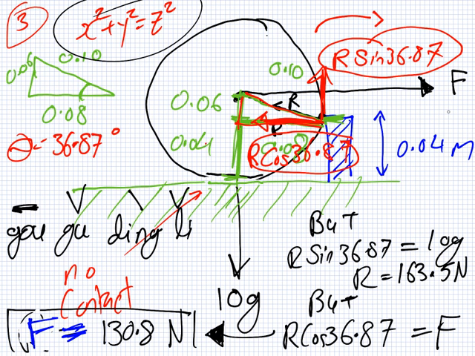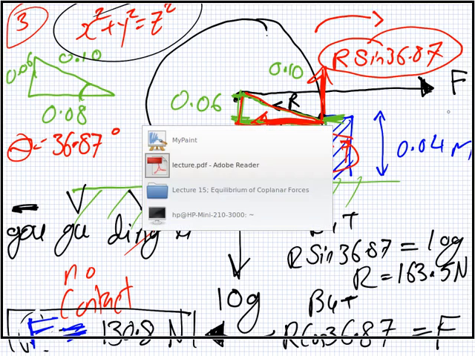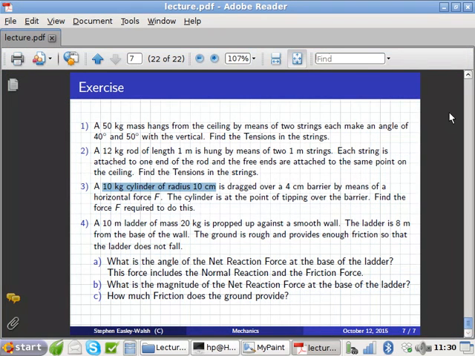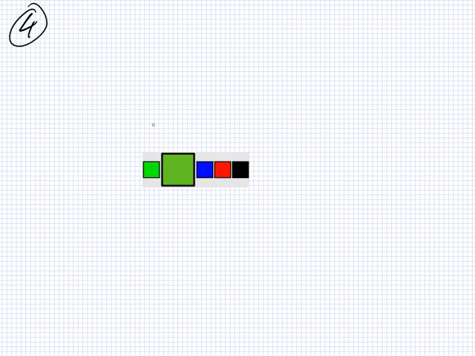Is this force equal to this force, and this force equal to this, like normal? Okay. The problem: a 10-meter ladder, 20 kilograms, 8 meters from the base. So how did number 4 go? Did you draw it?